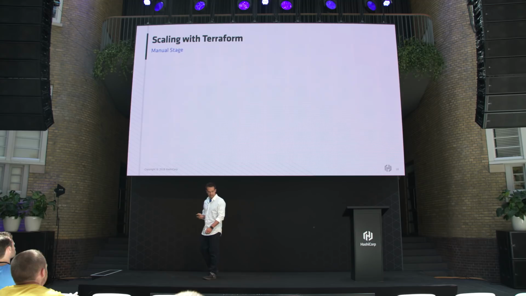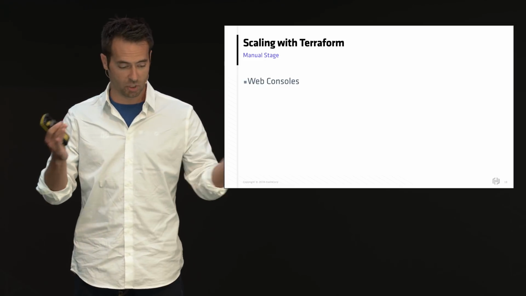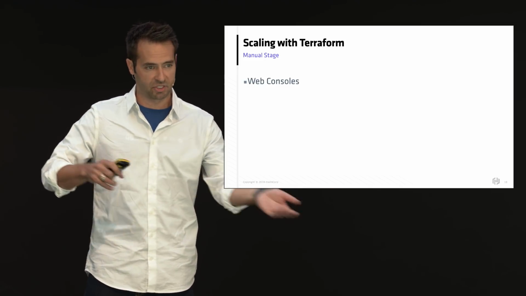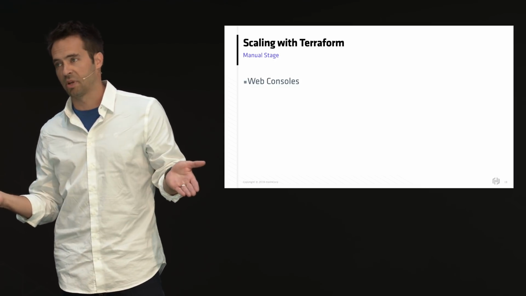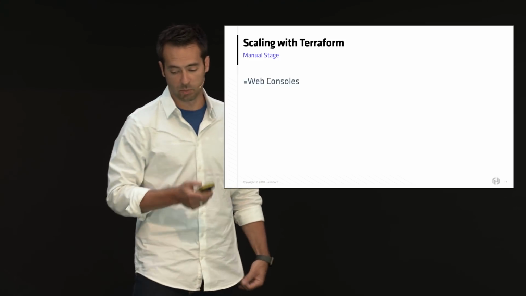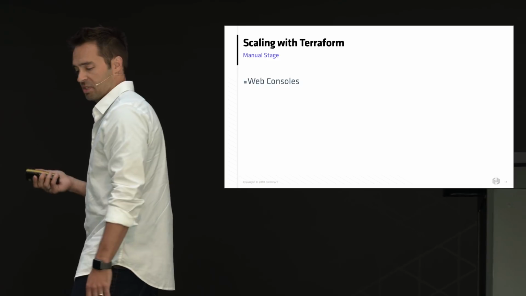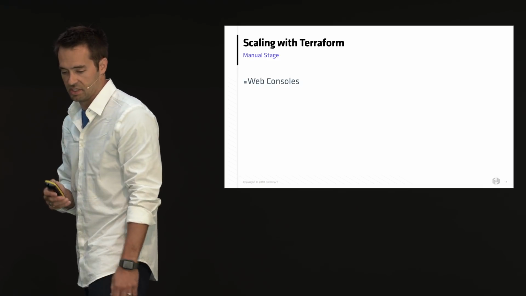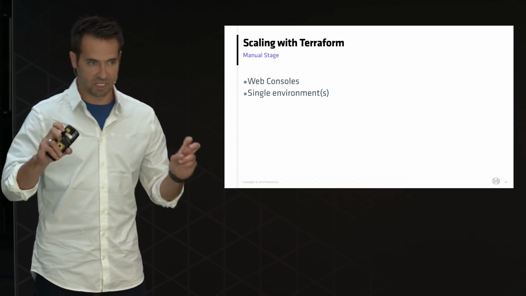At the manual stage, we're using a lot of web consoles. We're doing everything by hand. If we're using 2 services and connecting them, say a CDN fronting instances behind a load balancer, that's 2 different web consoles, maybe even multiple service consoles inside one of them. We're configuring everything manually. We might have bash scripts or use some CLIs, but there's not a lot of consistency. We have single environments.